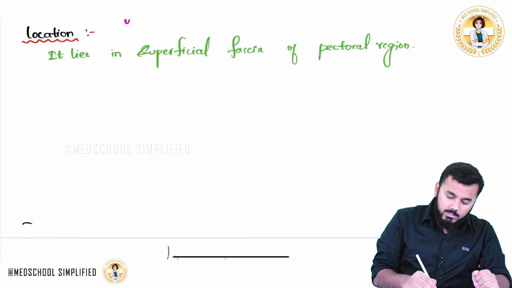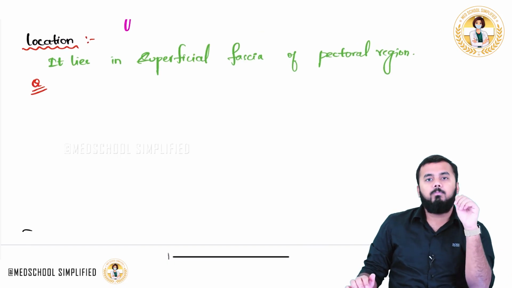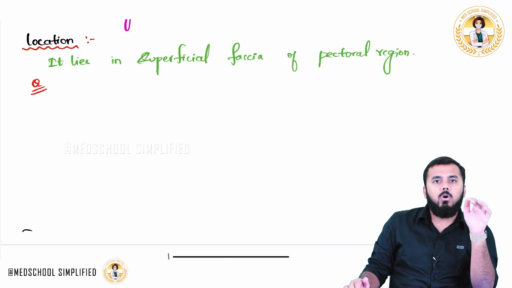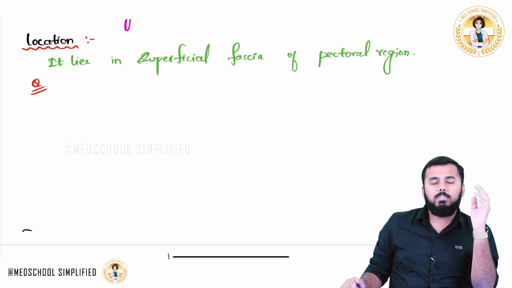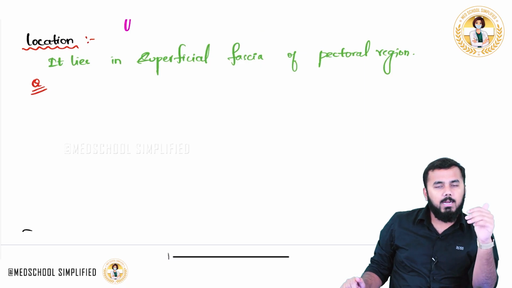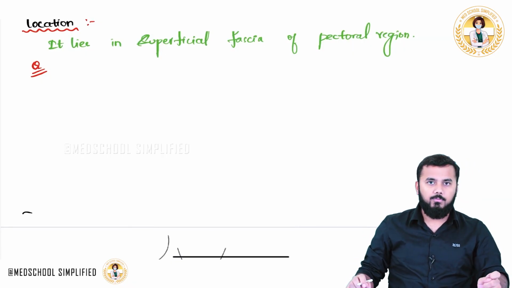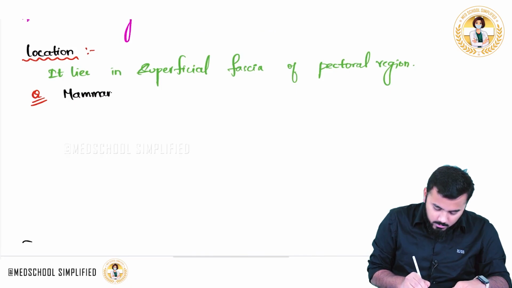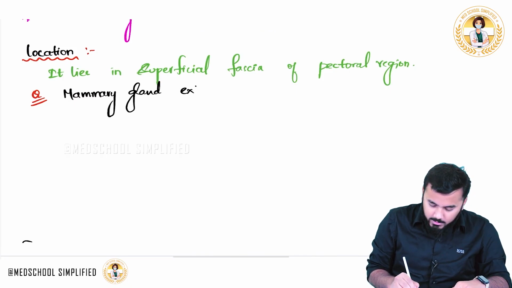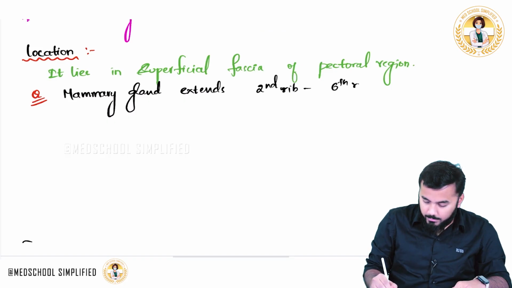Now, there was once a question asked in the FMG exam. It was a true or false statement, that the mammary gland extends all the way from the second rib till the fourth rib, which is false. The mammary gland extends vertically from the second rib to the sixth rib.